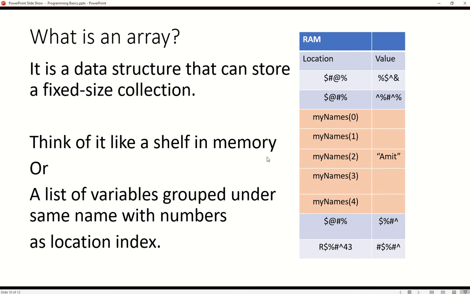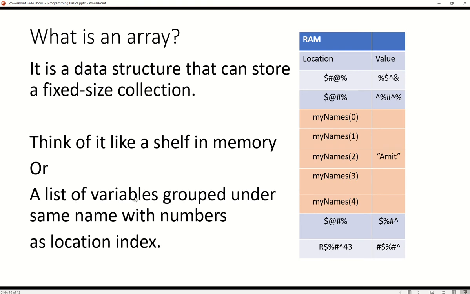All right, so what is an array? It is a data structure that can store a fixed size collection. All right, so that's a mouthful. Let's try to explain that. Think of it as a shelf. We know that variables can store one thing in one location, but if you want multiple locations, you'd have to create multiple different variables and we would have to name them different things. But with an array, you have one object, but you can store multiple things. So it's like a shelf.